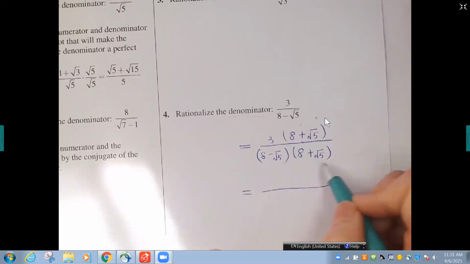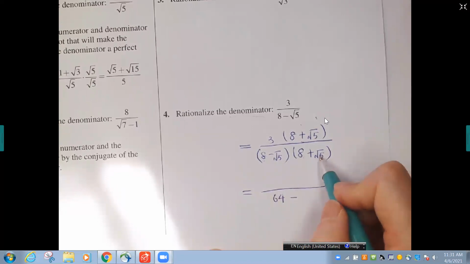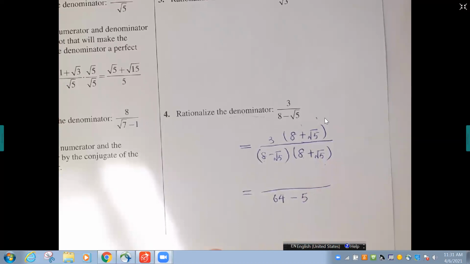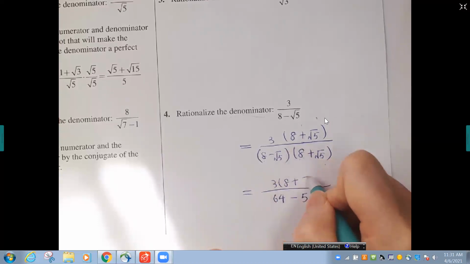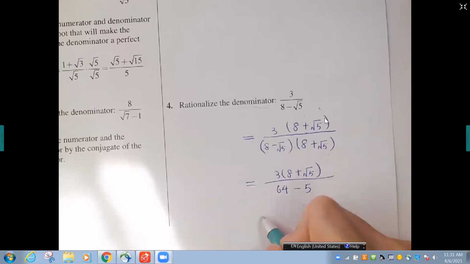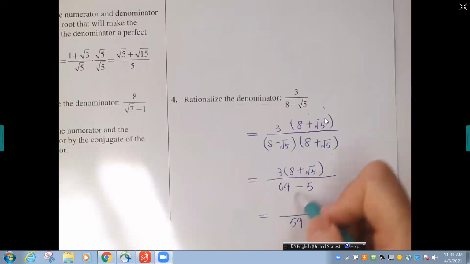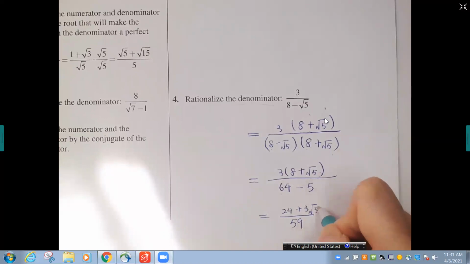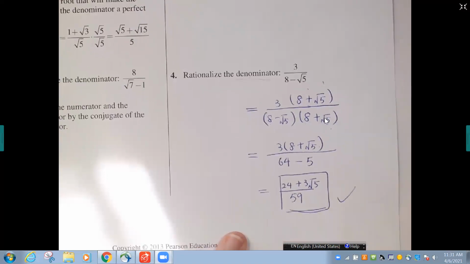Then look at the denominator. 8 squared, that's 64, minus radical 5 squared, that's 5. Okay, I skipped one step. I did the calculation in my mind. Square of the first term minus square of the second term. And the numerator now, that will be 3 times 8 plus radical 5. 64 minus 5 equals what? Equals 59. And then if you want, you can just leave this here, or you can say 24 plus 3 radical 5. Carry the multiplication out. That will be the final answer.